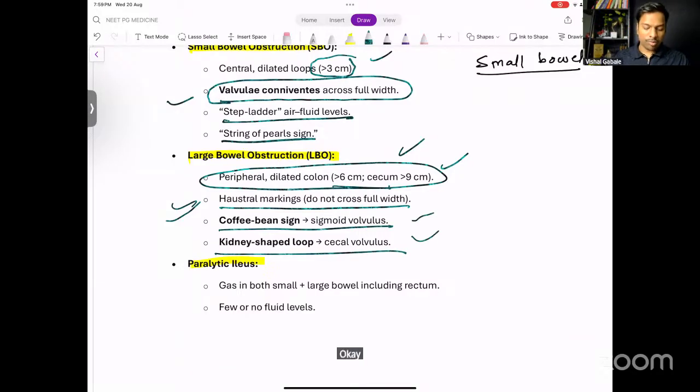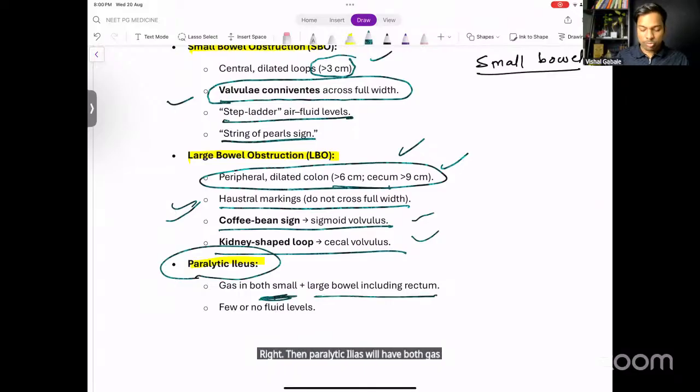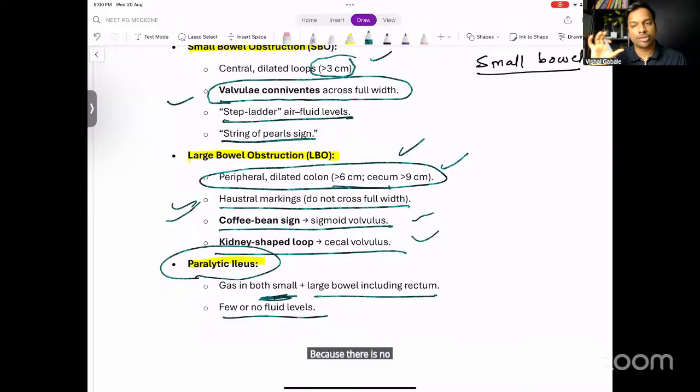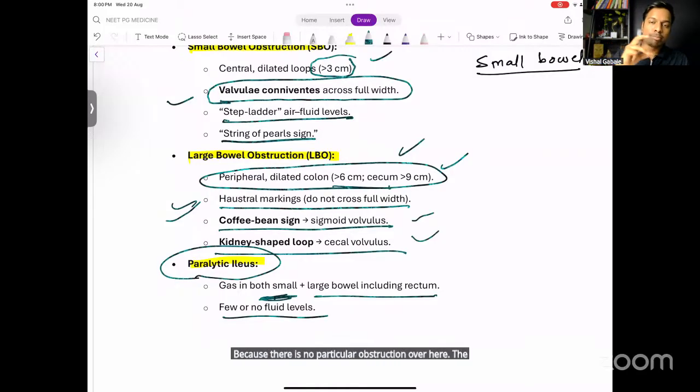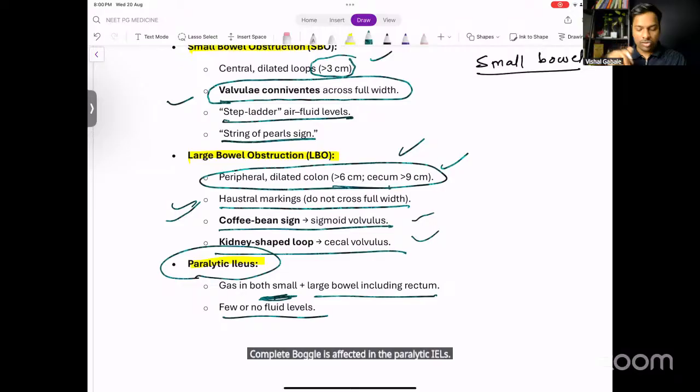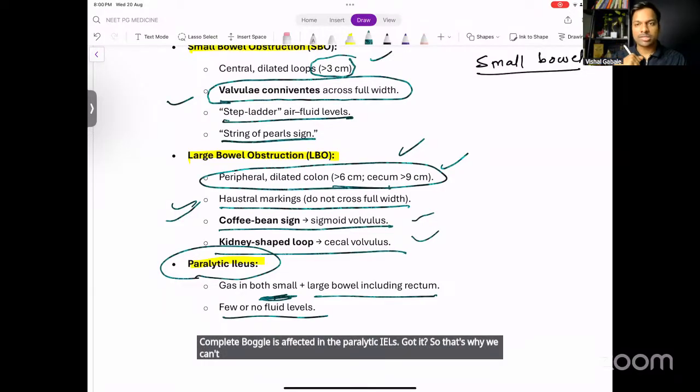Okay, so I have explained everything. Now you will answer. Then paralytic ileus will have gas in both small bowel and large bowel, including rectum. Why? Because there is no particular obstruction over here. The bowel as a whole is affected. Complete bowel is affected in paralytic ileus. Got it? So that's why we can't label paralytic ileus with the obstructions.